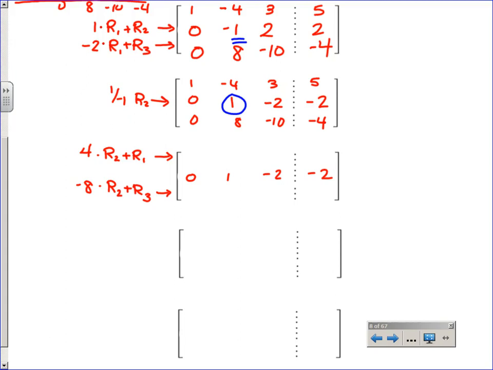Does this work? I have to start each entry. I'm pointing to row 2 times 4. What's 4 times 0? Plus 1. Perfect. I wanted that 1 to stay. 4 times 1? Minus 4. 4 times -2? Plus 3. And 4 times -2? Plus 5.